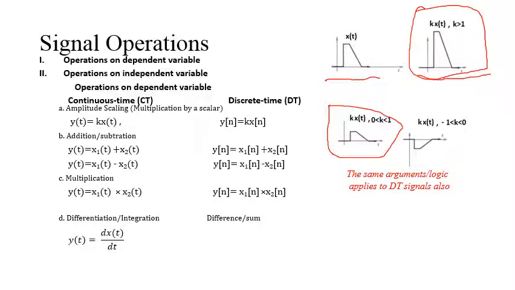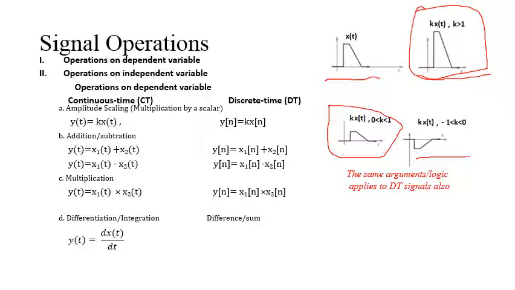Similarly, when k is less than 0 and greater than -1, in that case again you get the diminished version of the original signal, but this time the amplitude inversion is also accompanied, right? So for example, we have k equals -0.5. So minus indicates that the amplitude will be inverted. You see, in the original case we have positive amplitude, whereas in the resulting signal the amplitude becomes negative.